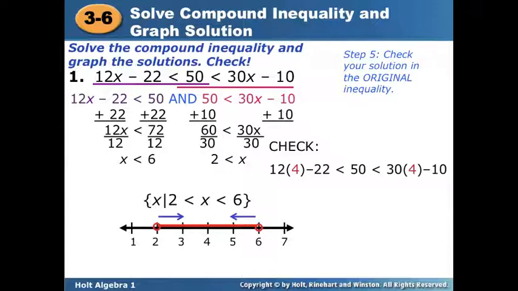You'll work out each part for your check. So do 12 times 4 minus 22. Work that out. 50, there's nothing to work out. And then finally work out 30 times 4 minus 10. We see when we work out each part, we find that 26 is less than 50 is less than 110. This is a true check, so we've solved and graphed correctly.